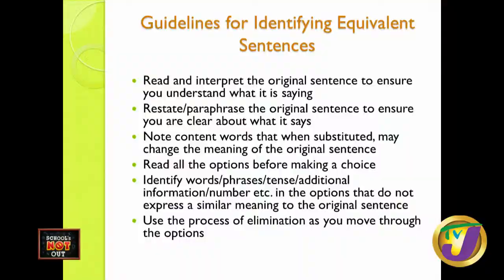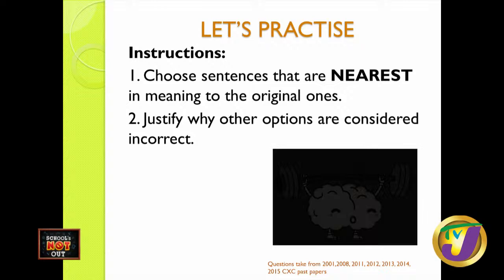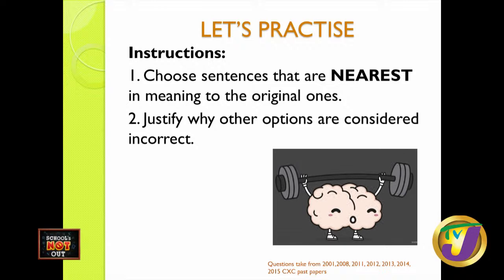Now, with all of that said, let us do some practice. And your instructions are, one, you're going to choose sentences that are nearest in meaning to the original ones. And two, you're going to justify why other options are considered incorrect. Yes, like this GIF here, you need to exercise your brain, put in some thinking, man, build some muscles with the mental capacity that you have. Ready? All right, let's look at the first one.